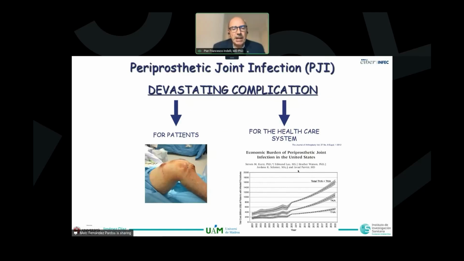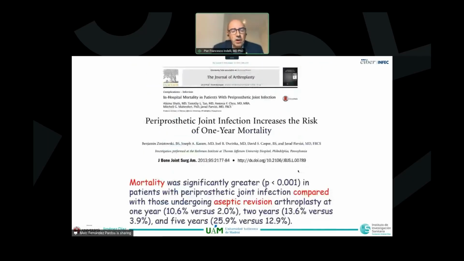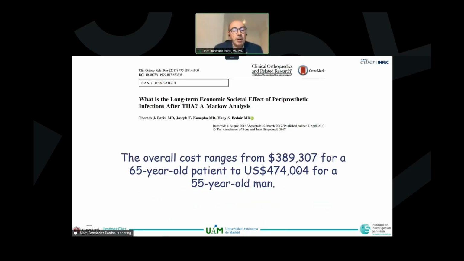So as Jaime said, periprosthetic joint infection is a devastating complication, both for patients and for the healthcare system. If you look at mortality and compare septic revisions with aseptic revisions, you see that the mortality in septic revision at 1 year is 5 times higher than aseptic. At 2 years it is 3 times higher than aseptic, and at 5 years it is almost double. So this is a major problem for patients. Also, from a socioeconomic point of view, this is a Markov analysis from the United States.